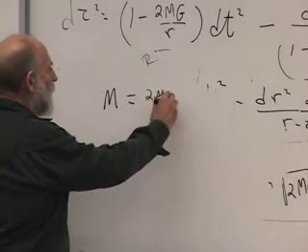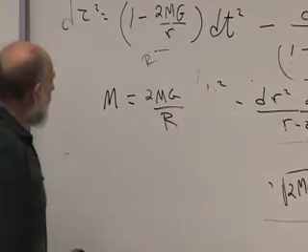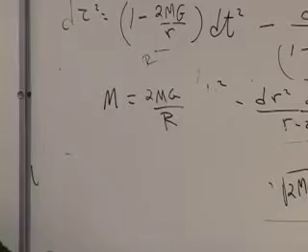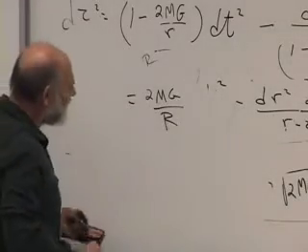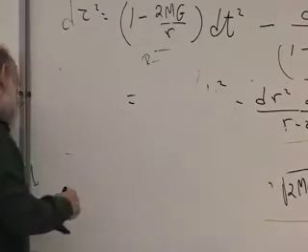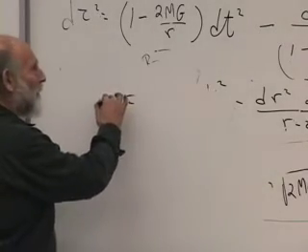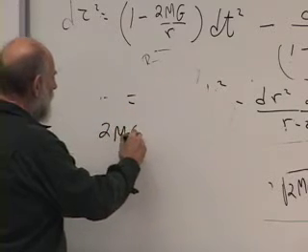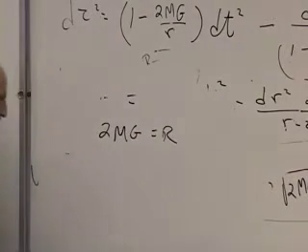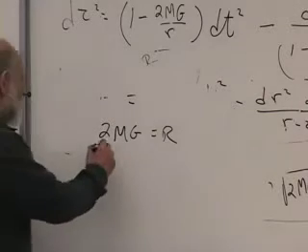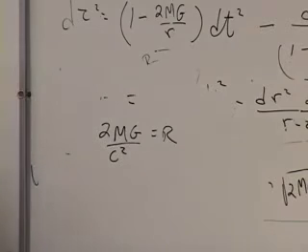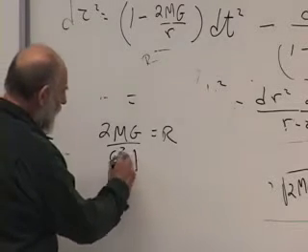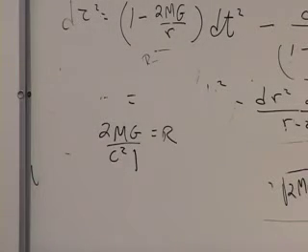mass is equal to 2mg over r. Mass? Getting tired. It's getting late. r c squared. 2mg is equal to r times c squared. Right. c squared. Yeah. 2mg over c squared. Okay. Let's divide this by r cubed. Okay. Why? Because I'm interested in m over r cubed, which is density.